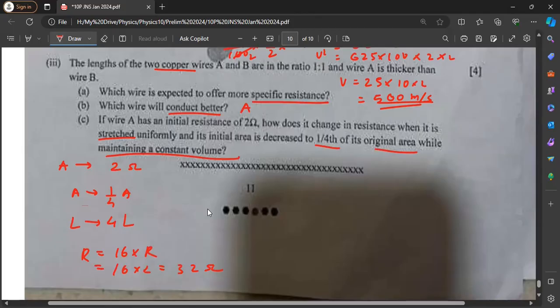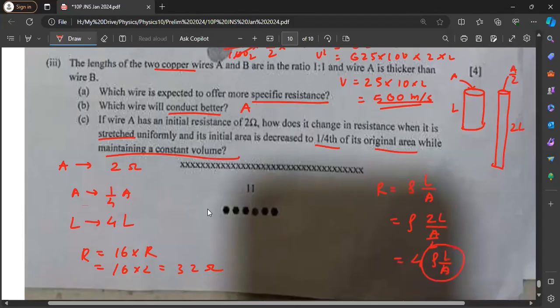Remember one thing, I have told you that if a wire is stretched 2 times, the resistance becomes 2 squared, so that will become 4 times. If the wire is stretched 3 times, this will become 9 times. Now, why does that happen? Because if you have a wire whose length is L and area of cross section is A, then when you make its length double, the area of cross section becomes half. And you have this formula that R is equal to rho L upon A. So L is 2L, A is A by 2. So this is 4 times rho L by A. So it becomes 4 times.